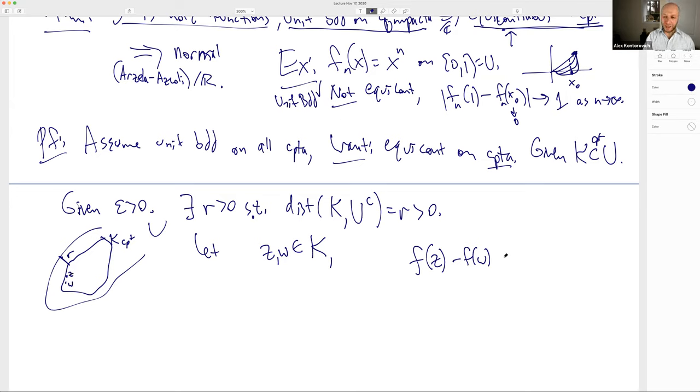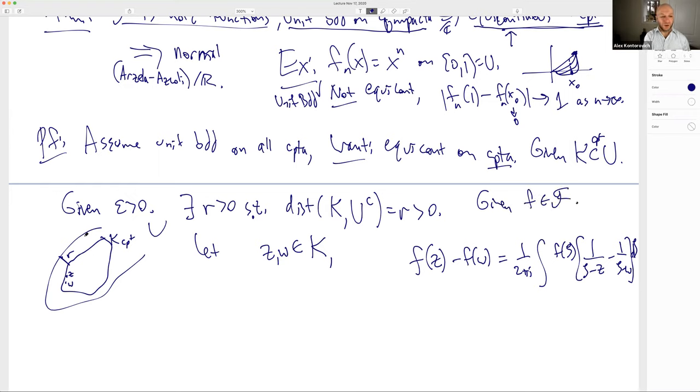F of Z minus F of W, I can express as an integral, 1 over 2 pi i, let me explain what region we'll take in a second, of F of zeta times 1 over zeta minus Z minus 1 over zeta minus W d zeta. So I'm just using the integral representation, or if you like, I'm using the residue theorem. Given F in the family, F is holomorphic on all of U.